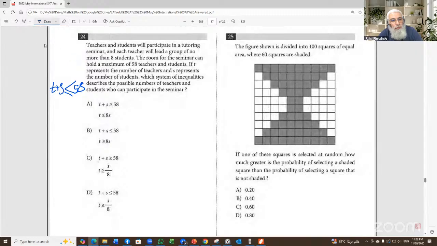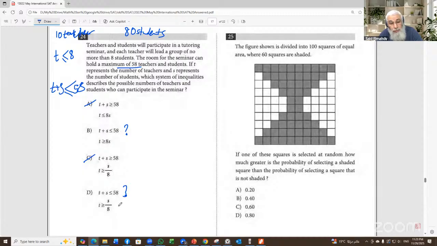So this means number of teachers, 8. Each teacher will lead less than or equal to 8 students. Let's say if we have 10 teachers, they will lead less than 80 students. Correct? So if we have T plus S is less than, this is incorrect, this might be correct. T plus S is less than or equal to 58.